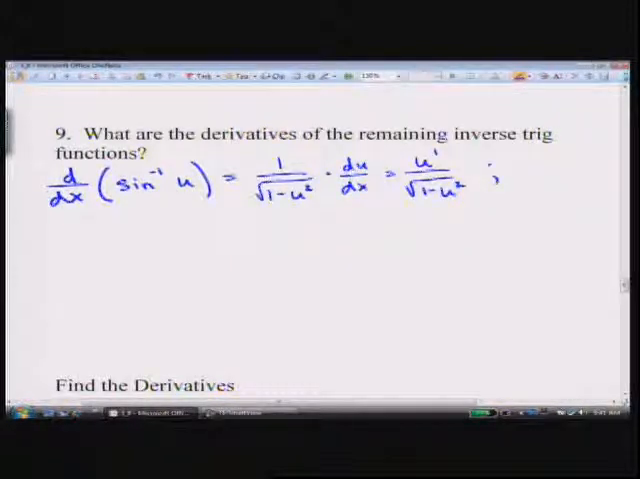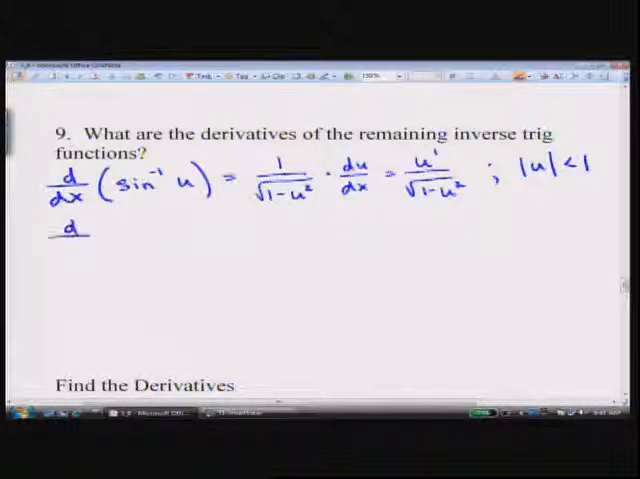Now we do have a restriction because we're taking the inverse sine of u. Remember the sine is defined so you can only take the inverse sine of values between -1 and 1. And from a notation perspective, if you want to sandwich something between -1 and 1, that's the same as saying the absolute value is less than 1. Absolute value sandwiches it in between -1 and 1.